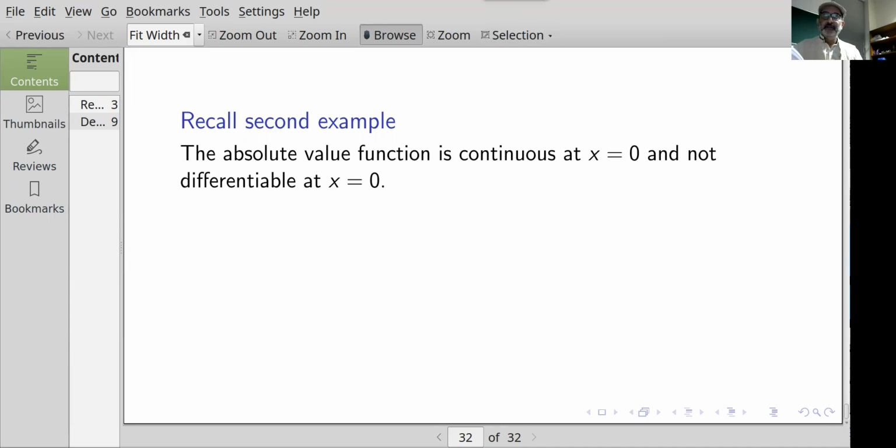Okay. So in the next segment, we go on to consider a few examples of using linear approximations.